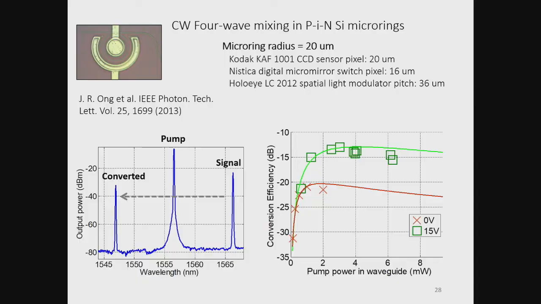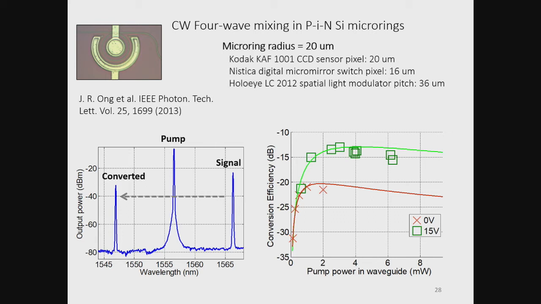But we can do better if we're willing to sacrifice the broadband. If we use a microring, here is a microring whose radius is 20 microns. What does 20 microns mean? What can you do in 20 microns? Well, in 20 microns, you can detect. You can have a sensor pixel. In 20 microns, you can have a micromirror switch. Or in 20 microns, you can roughly have a spatial light modulator pixel.